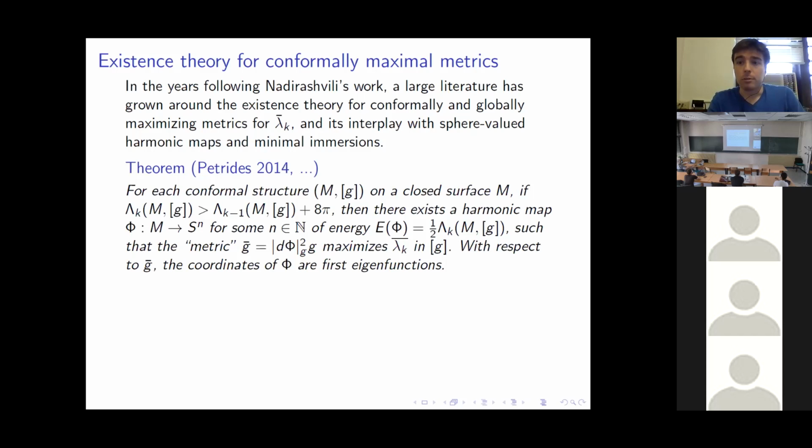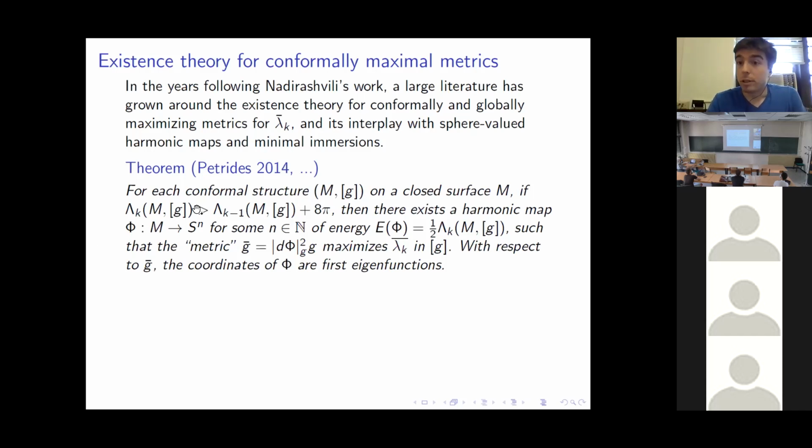So the first person to resolve this was Petrides, I think around 2014. Now there are various other groups floating around, but this was the first big positive result. So we have the following setup. For each conformal structure on a closed surface, we know that the kth supremal eigenvalue conformally is greater than or equal to the (k-1)th eigenvalue plus 8 pi, and in fact non-strict inequality always holds.